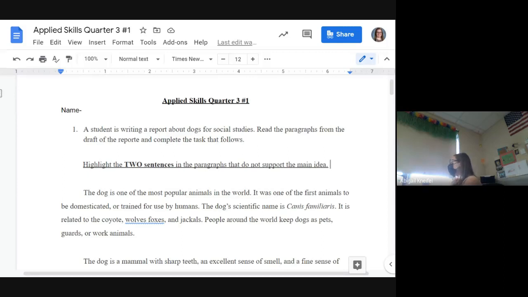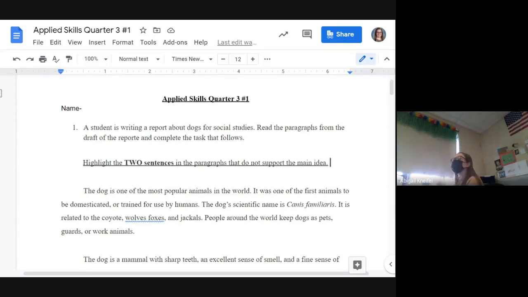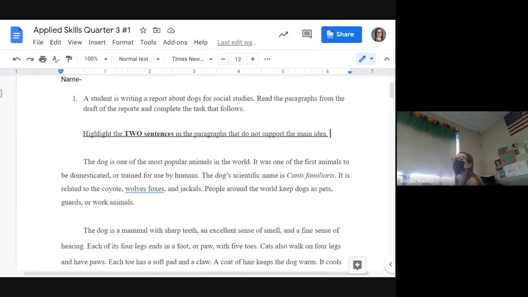So I'm going to read this. Remember, tomorrow you'll be reading it all yourself, but I figured while we're doing it together, I'll read it aloud. If you're on my Meet, follow along. If you're looking at my screen, also follow along. The dog is one of the most popular animals in the world. It was one of the first animals to be domesticated or trained for use by humans. The dog's scientific name is Canis familiaris.